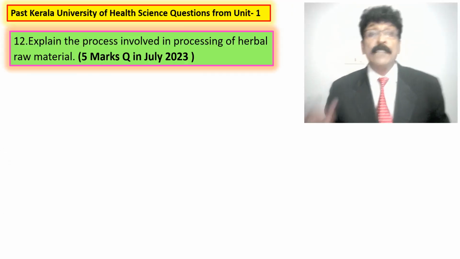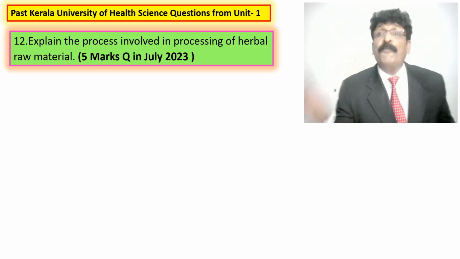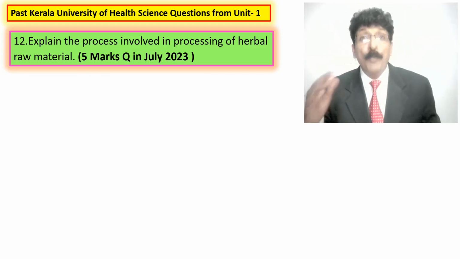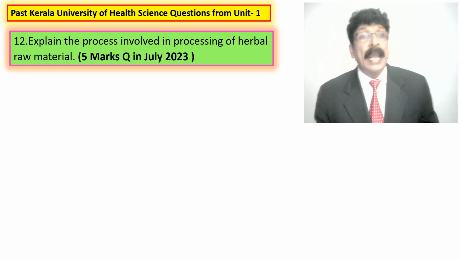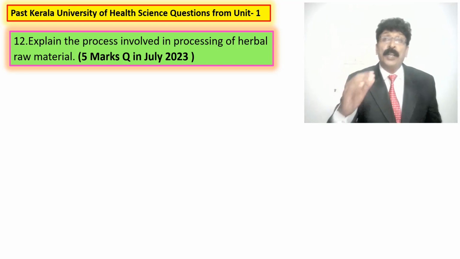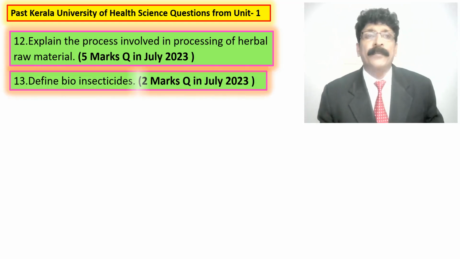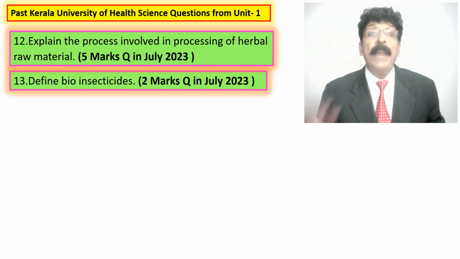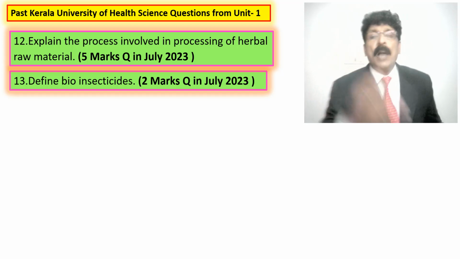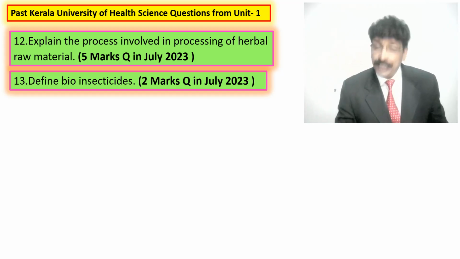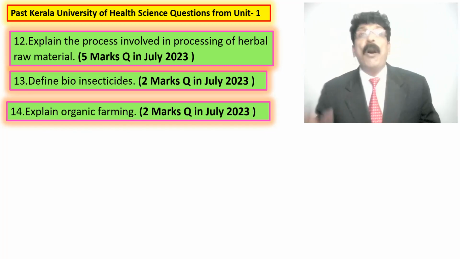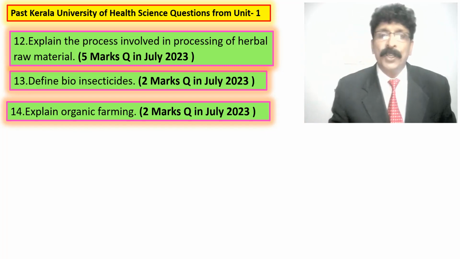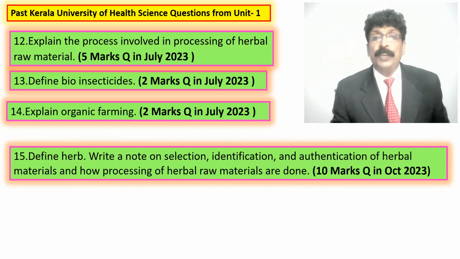You see, in July 2023, again a 5 mark question. See how many questions they are asking in one question paper itself: explain the process involved in processing of herbal raw material. Repeated again, a 5 mark question. Define bioinsecticide, a 2 mark question in July 2023. In the same question paper, again, explain organic farming, a 2 mark question in July 2023.